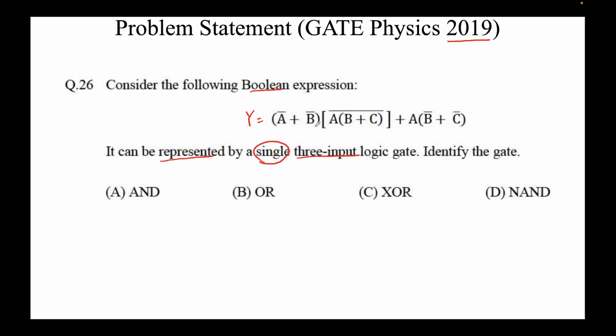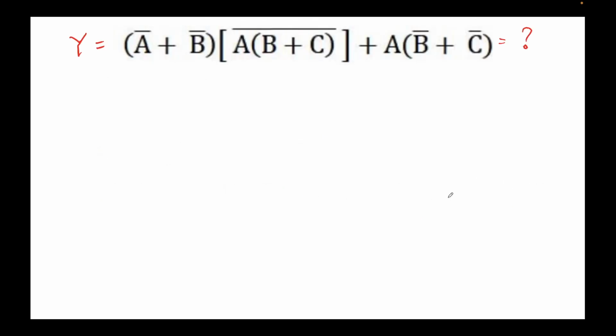This implies that if it's AND, it will come out to be ABC. If it's OR, it comes out to be A plus B plus C. This whole expression will simplify to one of these. If it's XOR, it will come out to be A XOR B XOR C. And if it's NAND, it will come out to be ABC whole bar. So we first will simplify this expression and try to find out which one of these it matches. This is the expression that we were given, and we'll try to simplify it.